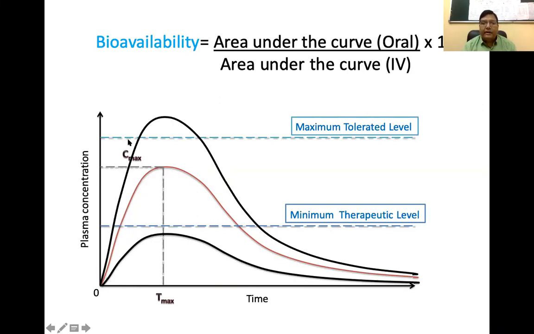And then we have an upper limit also, that is the maximum tolerated level, after which we will have toxicity. So in this upward graph, the plasma concentration of the drug is reaching beyond the maximum tolerated levels, so this drug is going to produce toxicity also. So the drug we are going to use is the middle one.